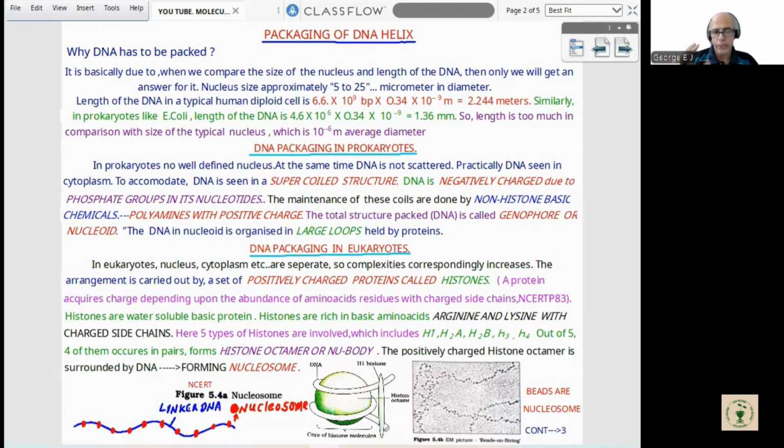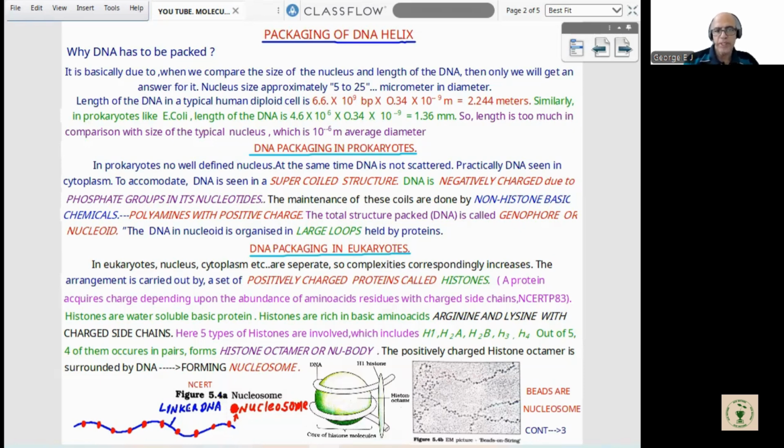A protein acquires charge depending upon the abundance of amino acid residues with charged side chains. That is a line from NCERT page number 83. So it is an important question for theory and also for comments. That is why I'm telling you NCERT is the base. But in discussion, we'll go a little bit above NCERT because of the NEET exam point of view.